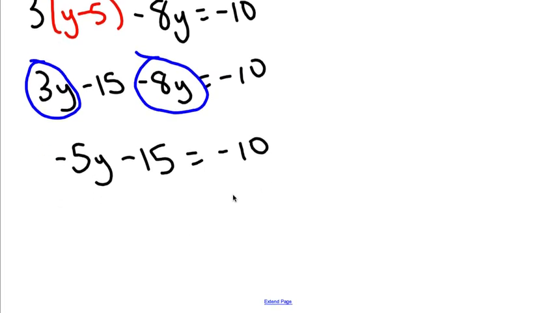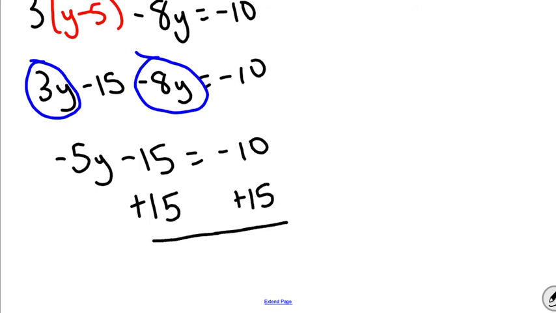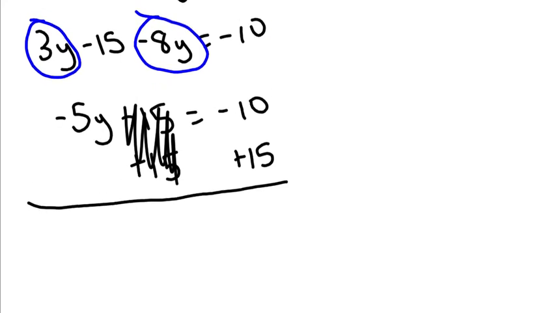All right, let's keep going here. Move the number with no variable, so I need to get rid of the 15. So that means right now it's a negative 15. I have to do the opposite and add 15 to both sides. We have to do the same thing to both sides because it's an equation. We have to keep it equal, and we do that by doing the same thing to both sides. So negative 5y is what's left on my left-hand side, and my right-hand side is equal to a positive 5. Negative 10 plus 15 is 5.